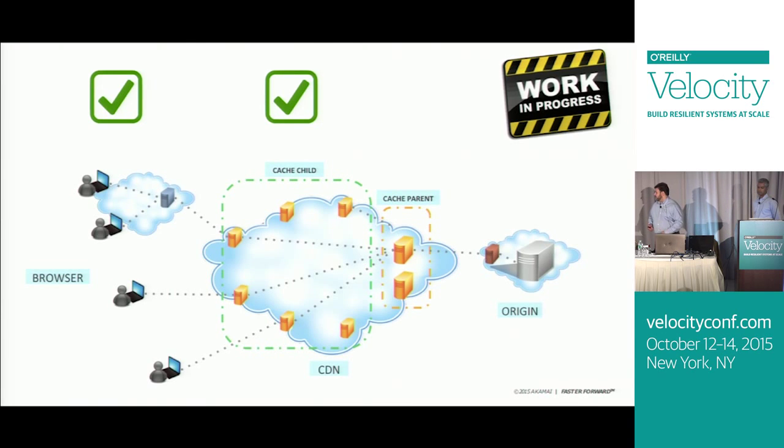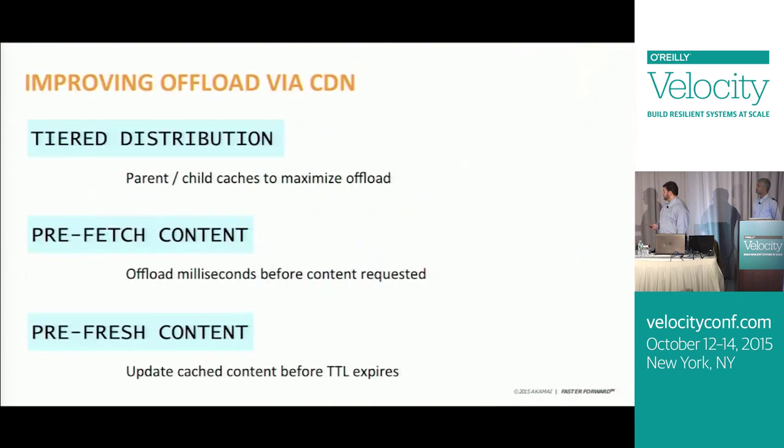So at this point now we've configured our content delivery network. And you can see that we're now at the point where we have the browser cache control headers configured and the content delivery network configured. The next thing to do is to improve that offload further by adding a couple of additional features.